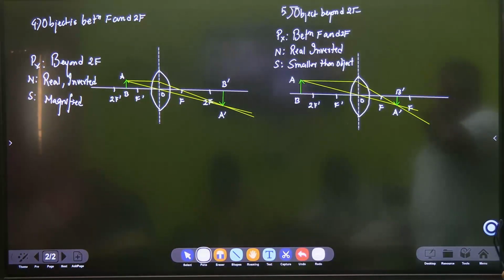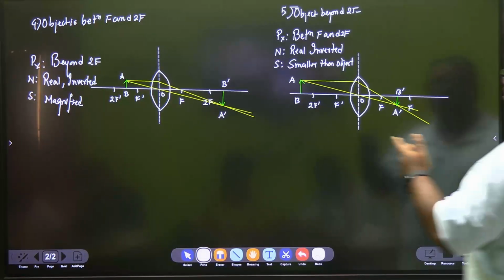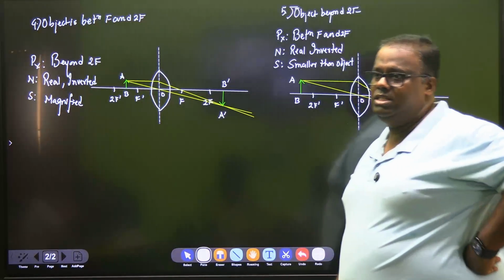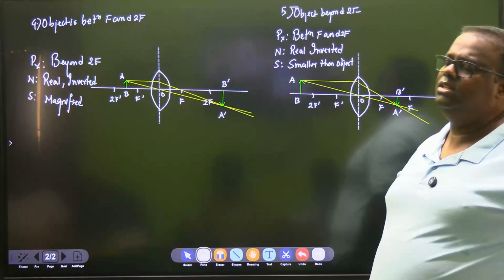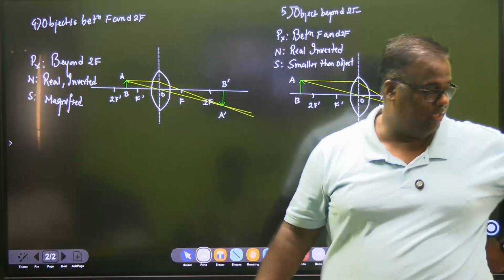Before going to numericals, we'll also discuss some of the uses of this lens. This lens is used. Okay, keep writing. Do it first.